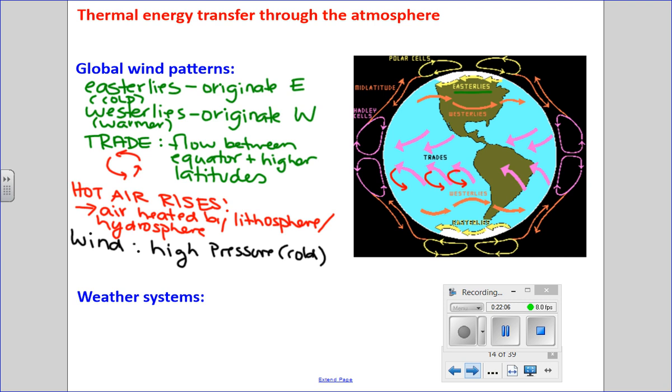So the idea we're trying to get at here is that everything about wind is because of thermal energy transfer. If we did not have heat, wind would not even blow, and then once the wind is blowing, it can transfer heat from one spot of the globe to another.